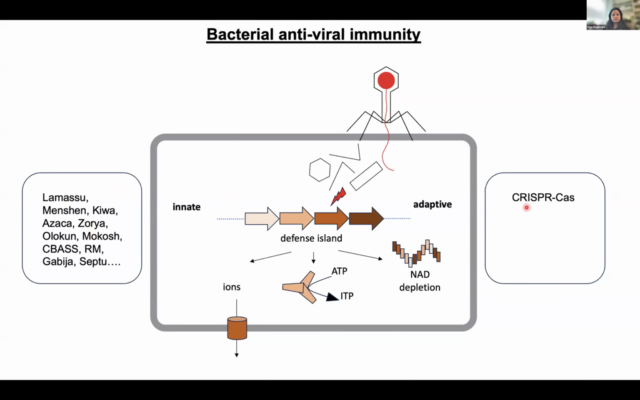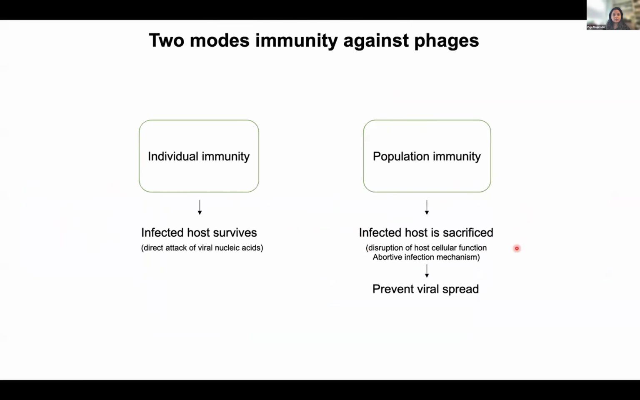As you can imagine, bacteria use different kinds of strategies to fight viruses. But this diverse range of strategies can again be divided into majorly two modes of immunity. One is individual immunity, in which case the host bacteria, the infected bacteria, survives. This can happen by direct attack of the viral nucleic acid. Another mode of immunity is population immunity. In this case, the infected host bacteria is sacrificed, but that also prevents the spread of the virus to the population of the bacteria, and the rest of the population survives.